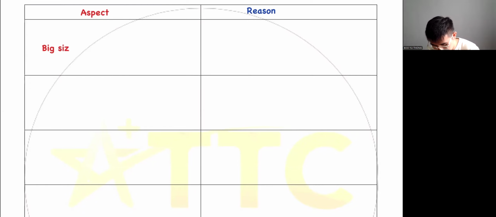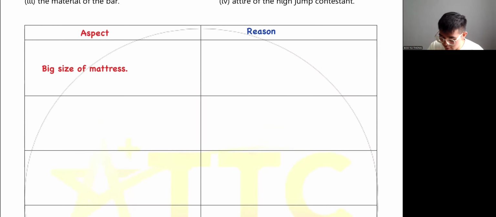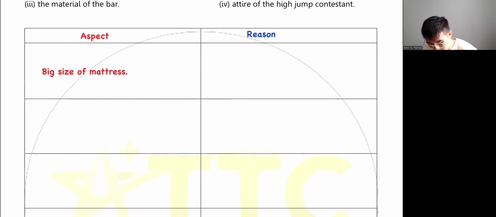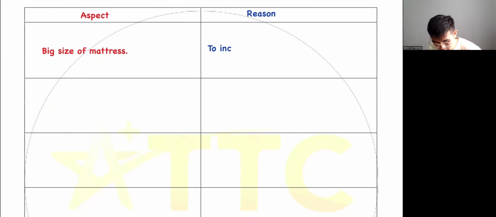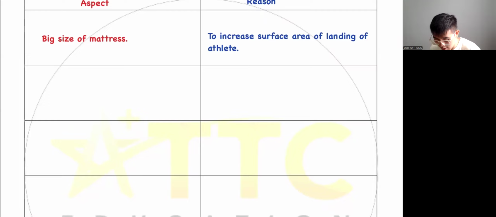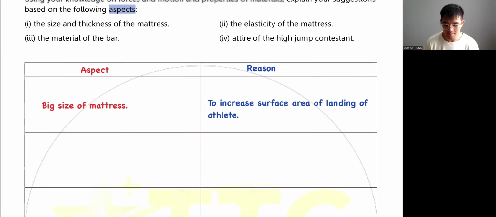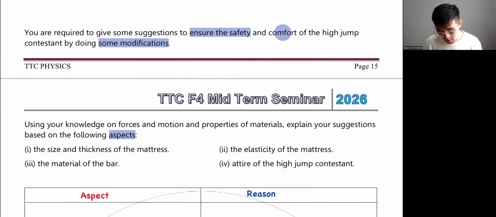Big size of mattress, so that it covers a larger area for the athlete to fall onto, right? To increase the surface area of the landing of the athlete, so that the athlete has more surface area to fall, which is safe for him or her. Okay. Then next one, we have the thickness of the mattress.